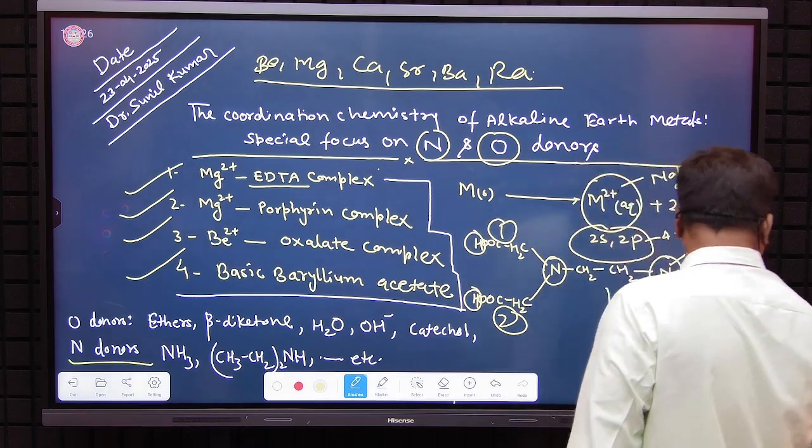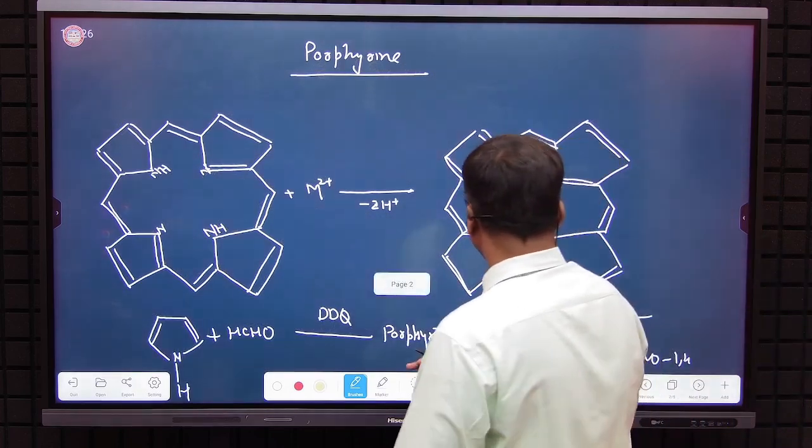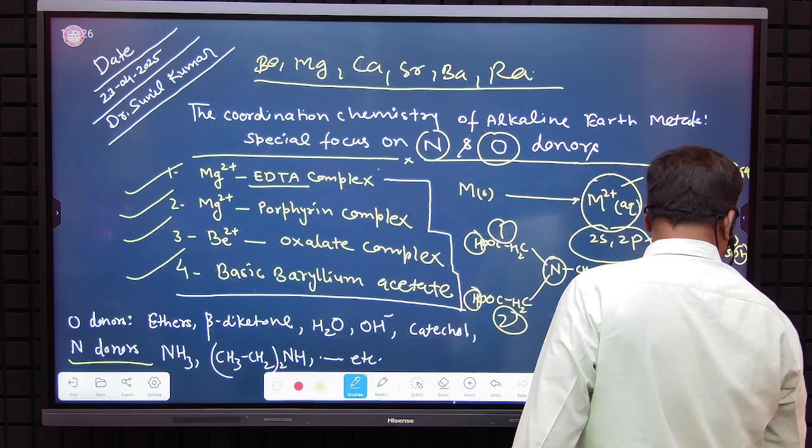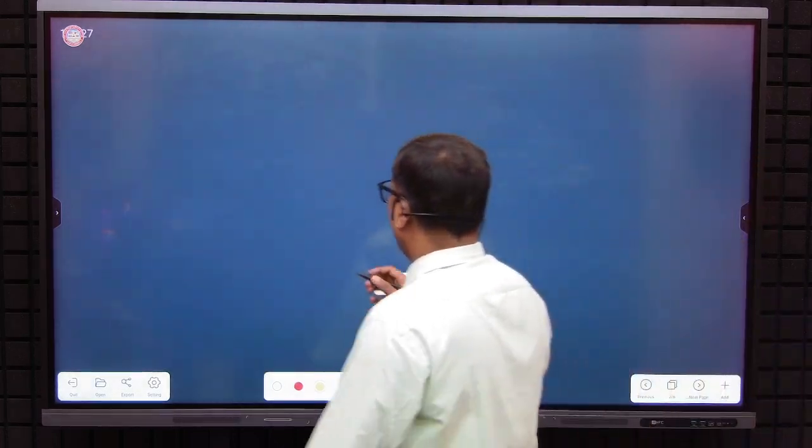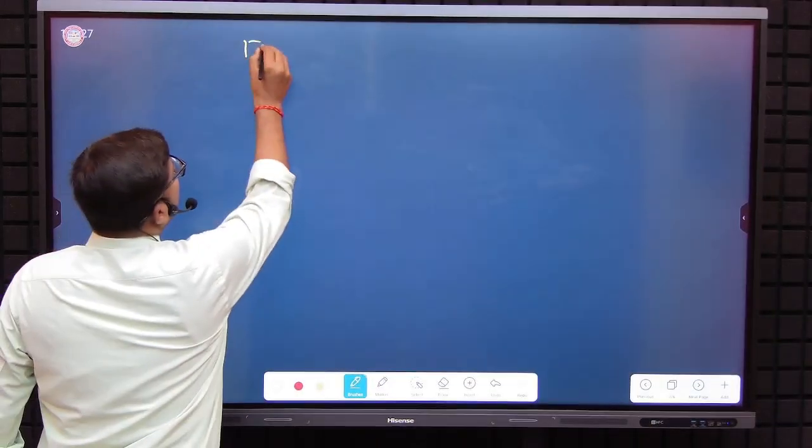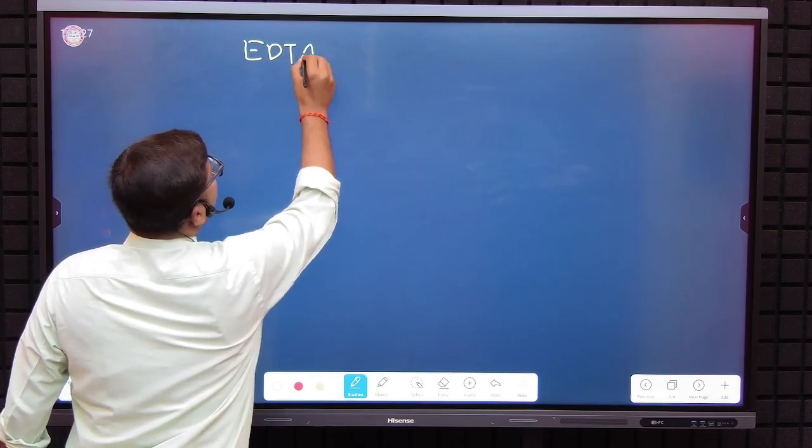Now what is the beauty of this EDTA 4 minus ion? So this is now EDTA, right?